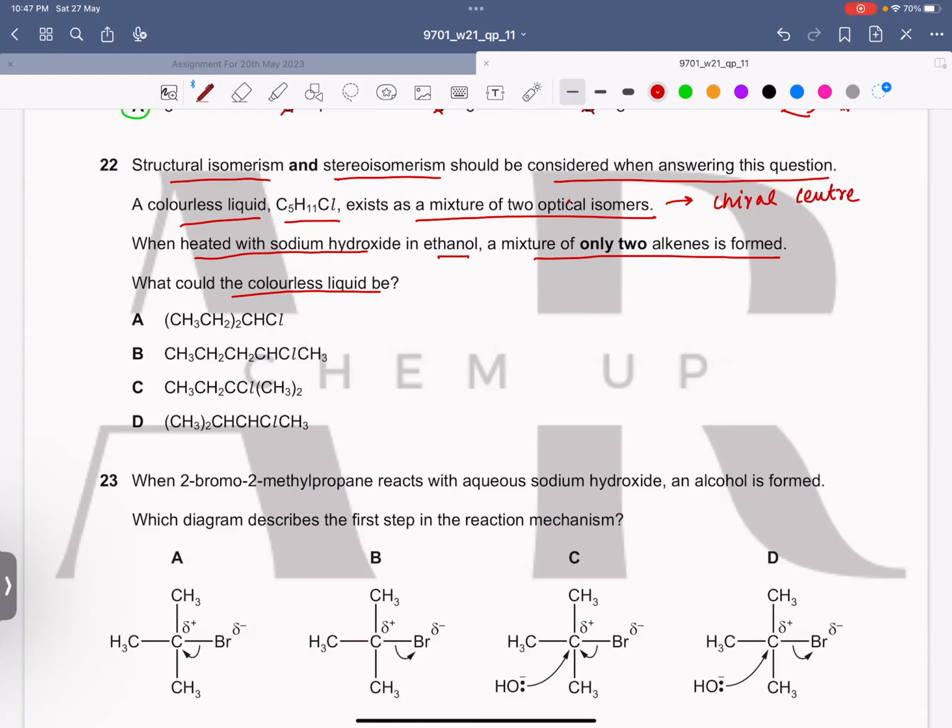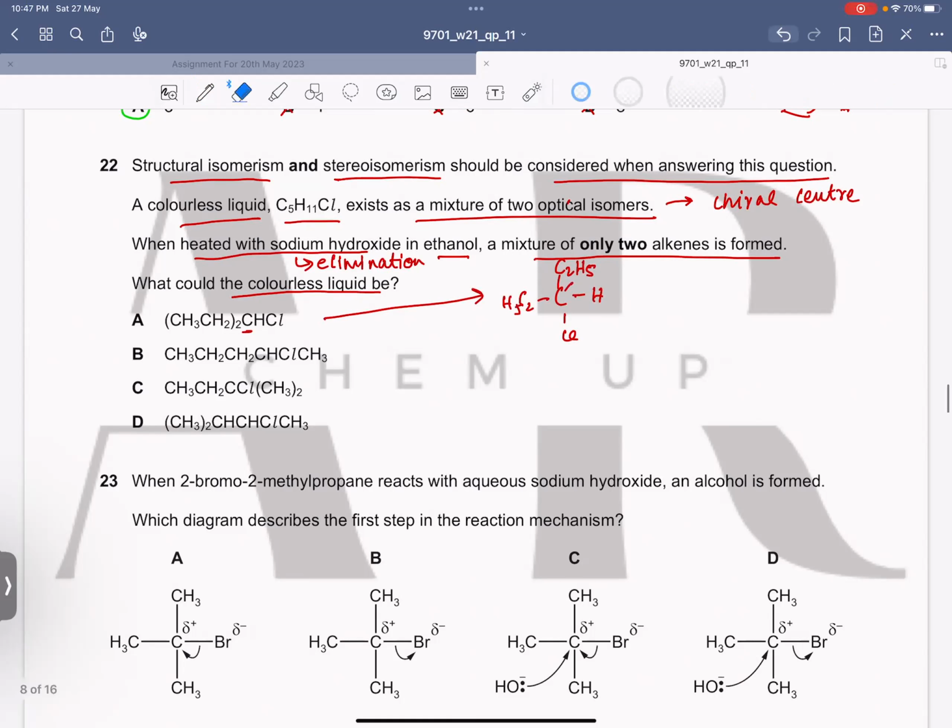And when it undergoes an elimination reaction, as they have provided you information over here, then you will get only two alkenes. So if you look at the first one, let me draw this one, a carbon having a hydrogen, a chlorine, and C2H5 on both the sides, which makes it that there is no chiral center in this A molecule. So if there is no chiral center, A goes wrong. Now, if you look at B, B has this carbon as a chiral center.